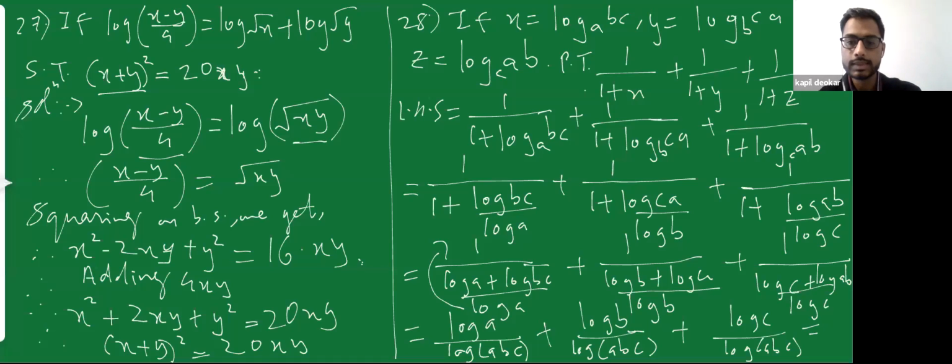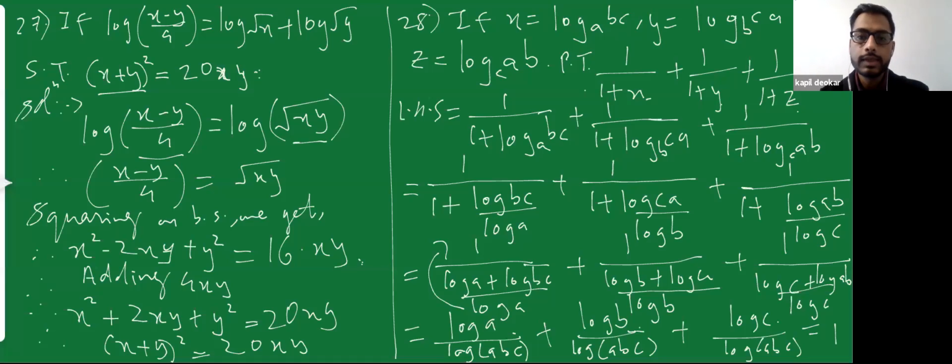In your LCM, you can see log of abc. And what is in your numerators part? Log a plus log b plus log c. And what is log a plus log b plus log c? That is also log of abc. Cancelling out, your answer is 1. Hence proved. So the 28th question I'll repeat once again.